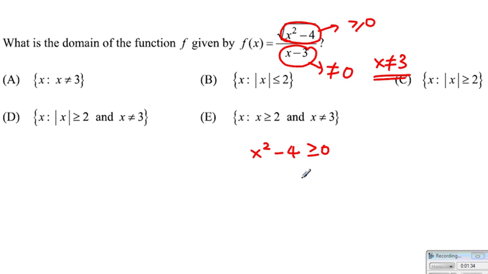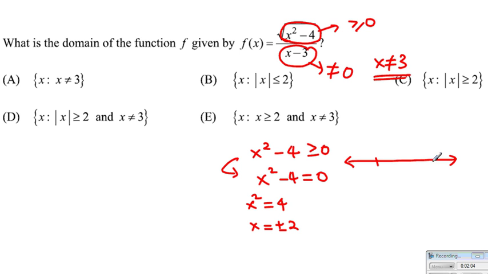In order for us to solve this one, let's try to do this. If you were to apply x squared minus 4 is equal to 0, which equation will get us the boundary of the inequality. Now here we end up getting x squared will be equal to 4, where x will be plus or minus 2. Then using a number line, you will realize that minus 2, plus 2.